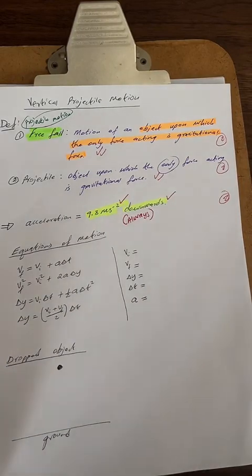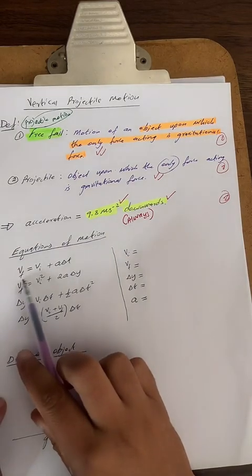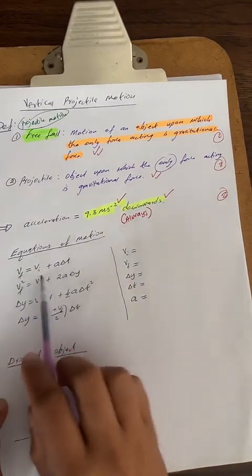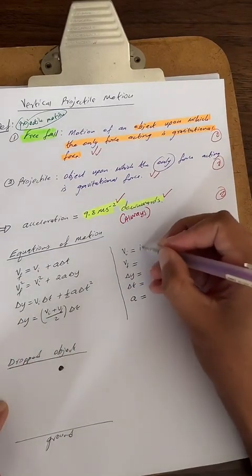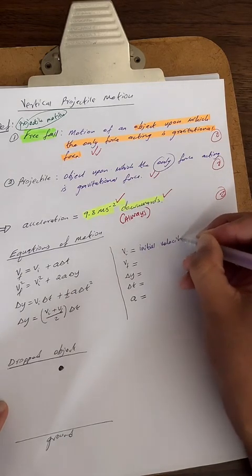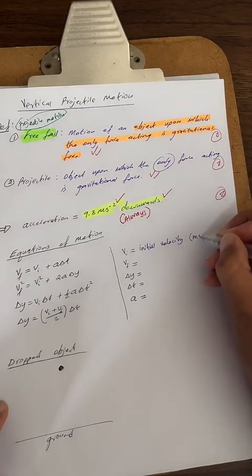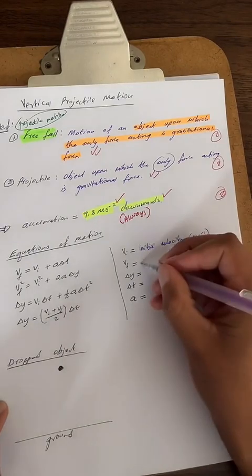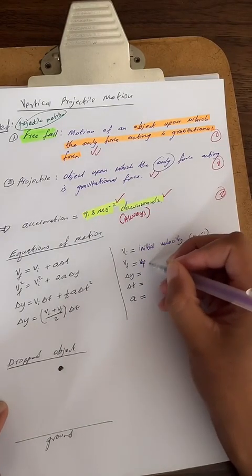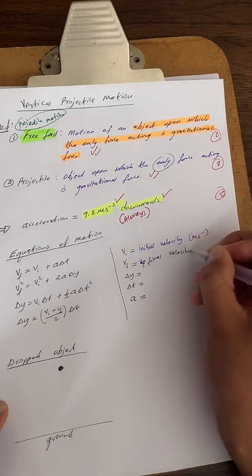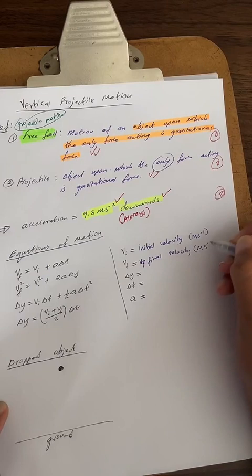Actually, the first equation of motion is the one that says final velocity of an object equals initial velocity plus acceleration times change in time. So we need to define these physical quantities. This one is called initial velocity. And velocity, remember, is measured in meters per second. And VF will be final velocity, and is also measured in meters per second.